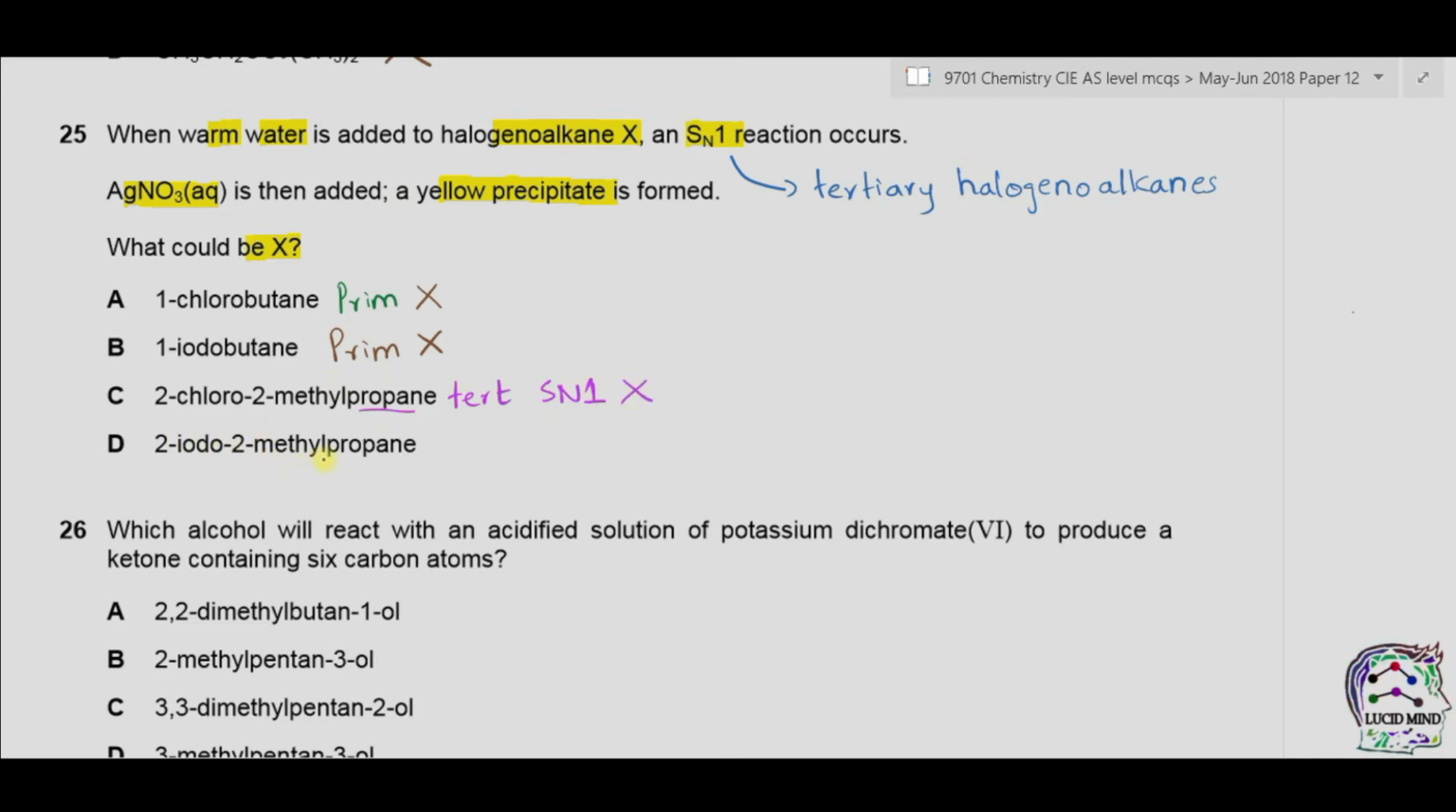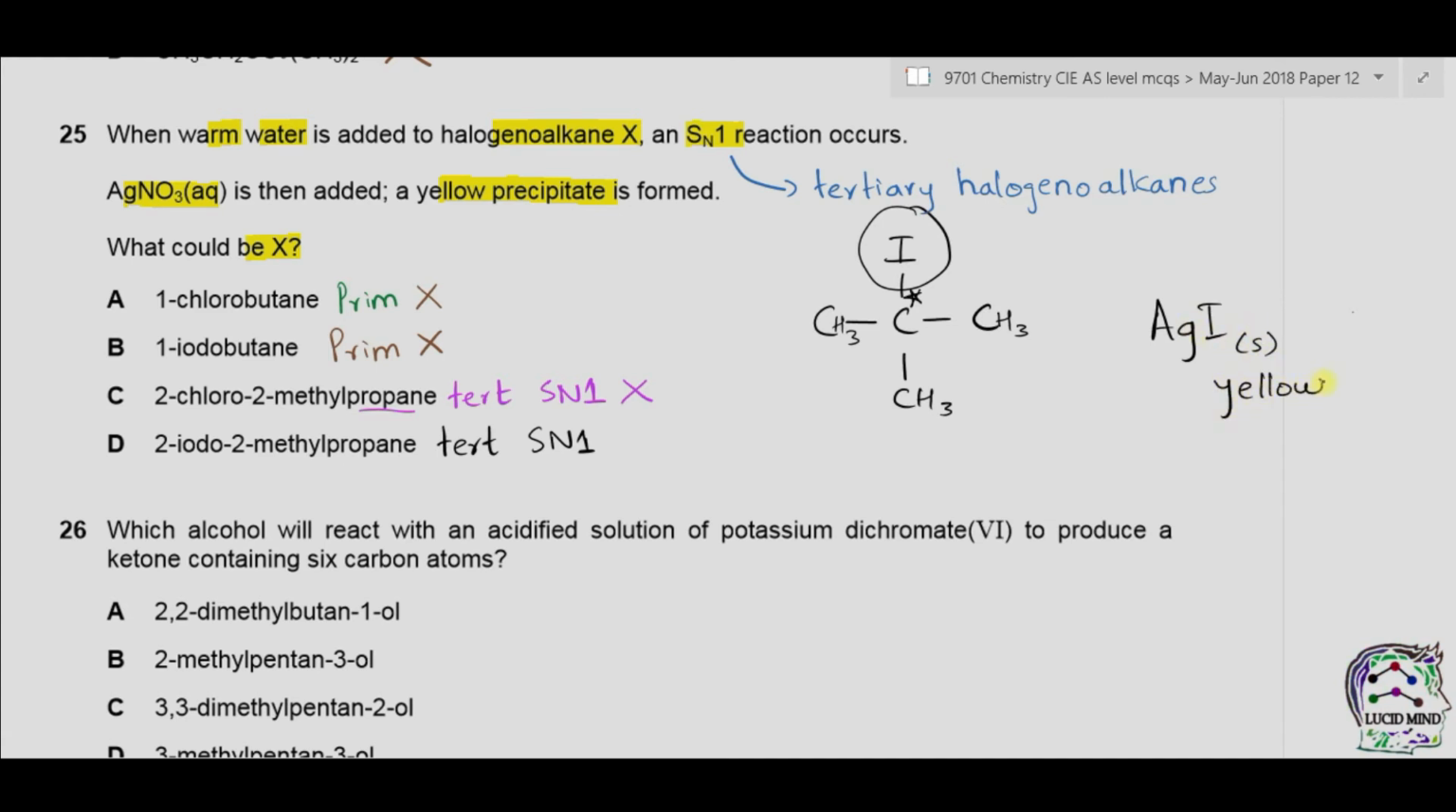In part D we have 2-iodo, 2-methyl propane. Again we have 3 carbon atoms in the long chain. On second carbon we have iodo and methyl. As the carbon atom attached with iodine is further attached with 3 carbon atoms directly, so this is tertiary halogenoalkane and it will follow SN1 mechanism. Second thing is the formation of precipitate. As we have iodine, so it will form AgI with silver nitrate, and AgI is yellow in color. So as in the question, yellow precipitate was given, so therefore D could be correct option. The answer is therefore D.